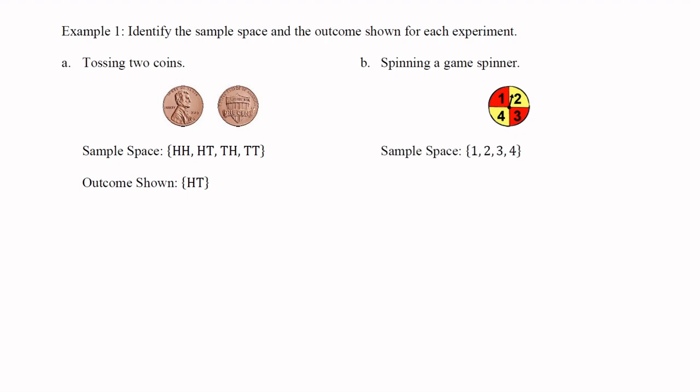We're going to identify the sample space and the outcome shown for each experiment. So for tossing 2 coins, the sample space is heads, heads, heads, tails, tails, heads, or tails, tails. And the outcome shown here is heads, tails. Spinning a game spinner, our sample space is 1, 2, 3, and 4, and the outcome shown here is 2.